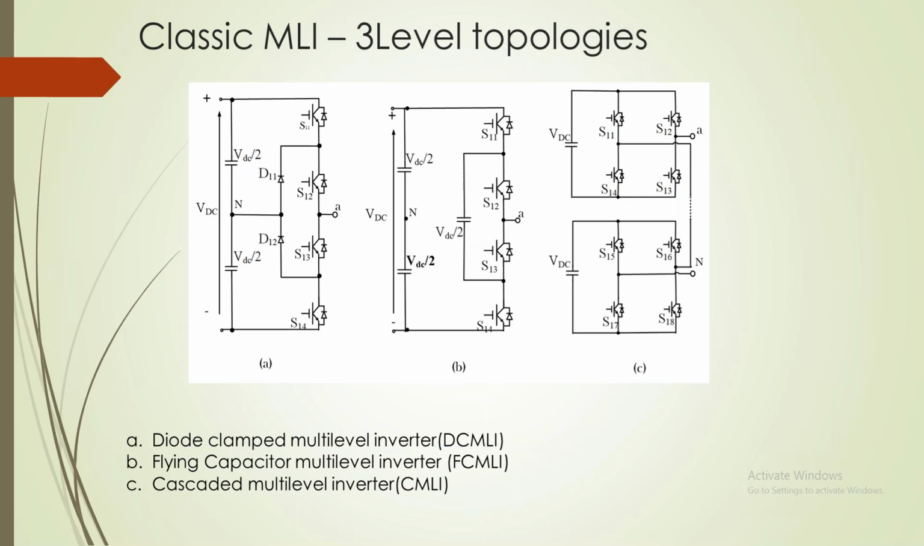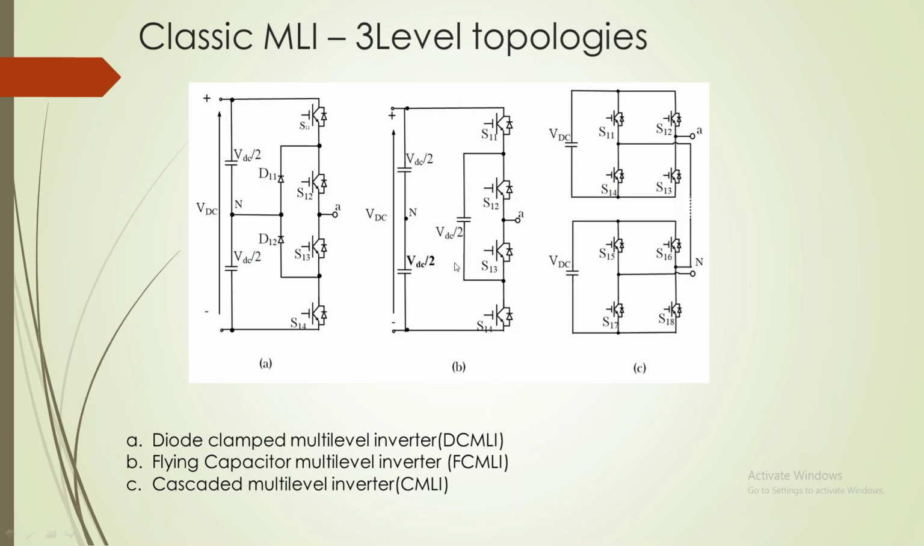Again, the flying capacitor multilevel inverter is also modular in structure. If you observe this, this is the modularity which is going to be repeated regularly, right? So I can just repeat the same structure. Without dismantling the original structure, I can just add an extra module to increase the levels or decrease the levels. So it is modular, that is the advantage of the flying capacitor, just like the cascaded.